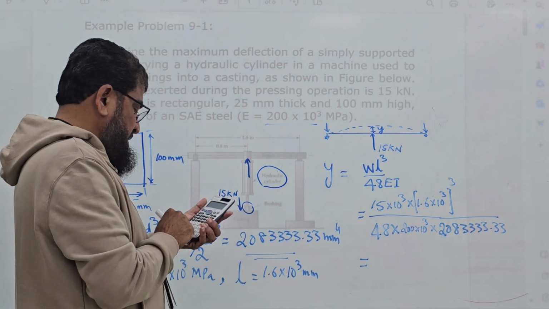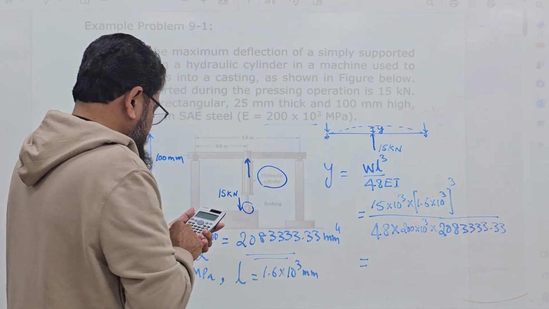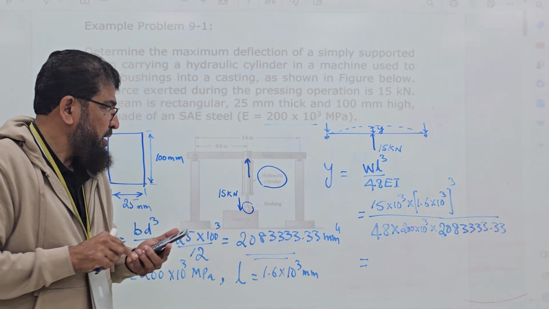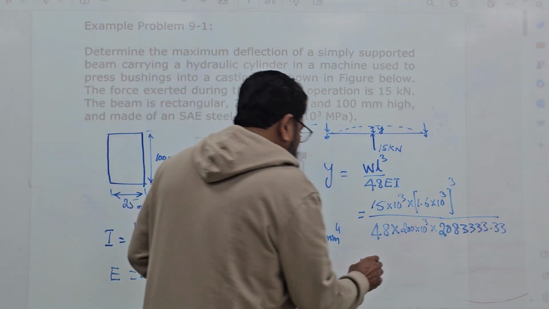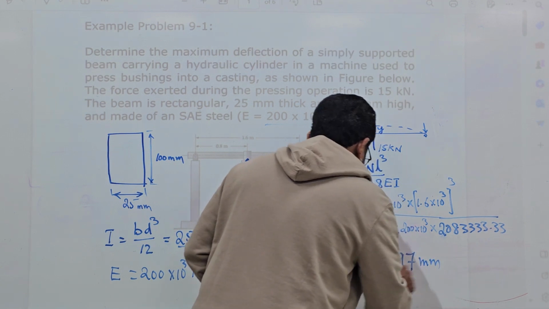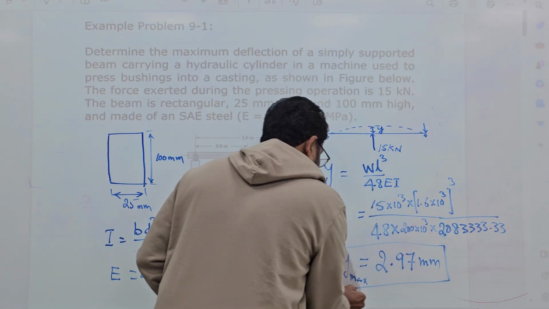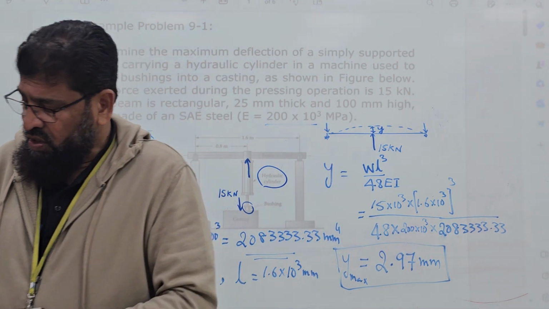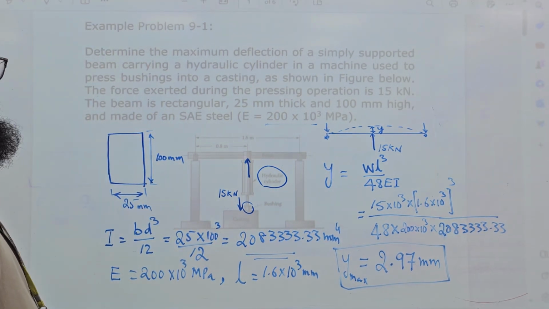So let us see: 15 multiplied by 10 to the power of 3 multiplied by 1.6 into 10 cube whole cube, divided by this. When I do it, I get an answer of 2.97 millimeter. This is the value of y maximum. Okay, this is what I get. So you have to be very careful while making the calculations. Even if you miss one zero, your answer will land somewhere else.